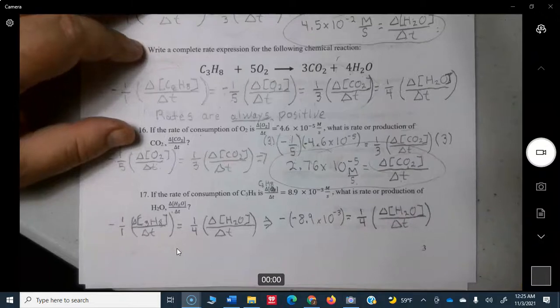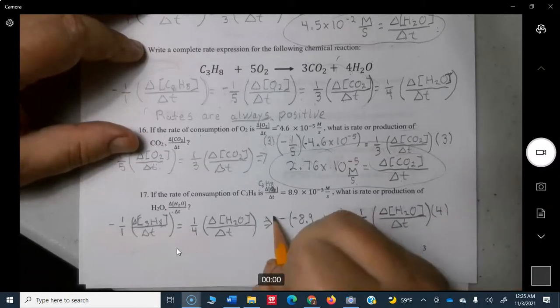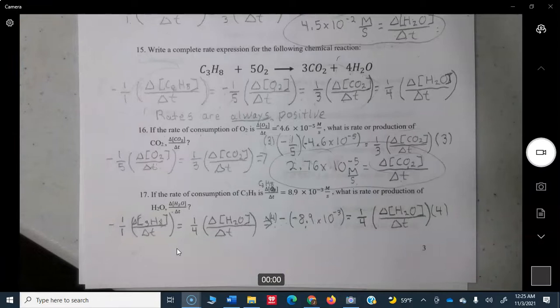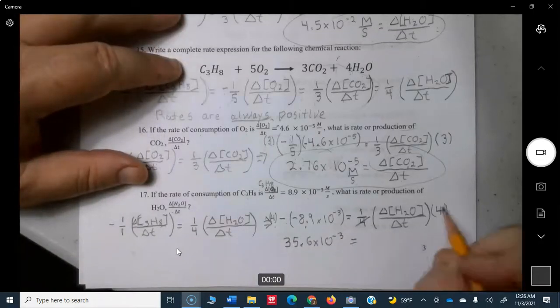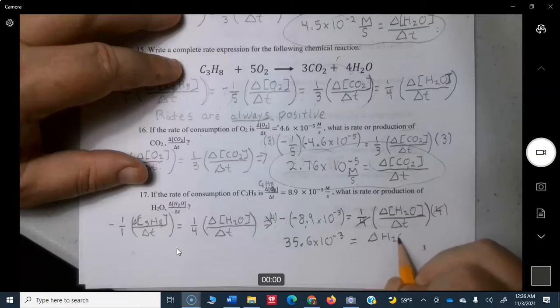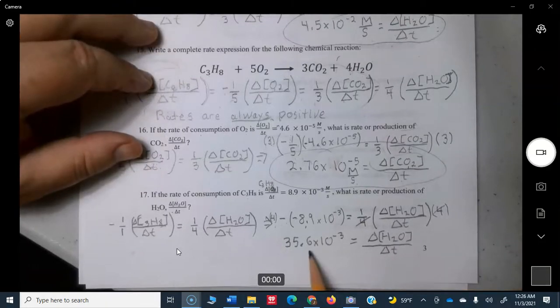So what do we do here? Well, you can get rid of the negative signs for one thing. The other thing is you multiply both sides by 4 and by 4. So this becomes 4 times positive 8.9. It's pretty close to 36. 35.6. These canceled, of course. There's your answer. The only thing you need to do is adjust the decimal.